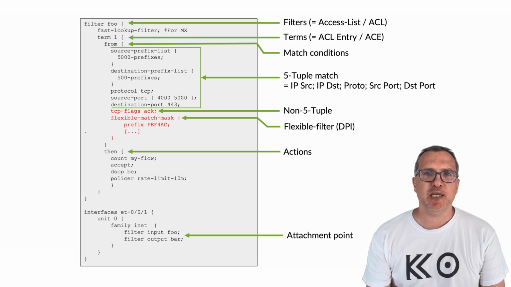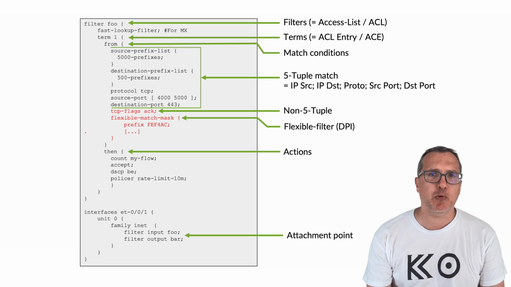Once a match is found, a corresponding list of actions that could be simple or complex is executed on the packet. A filter instance is often attached in a direction to a logical interface, as shown here. However, as mentioned earlier, we also support the forwarding table attachment point, which is very useful in certain cases and quite unique in terms of implementation.